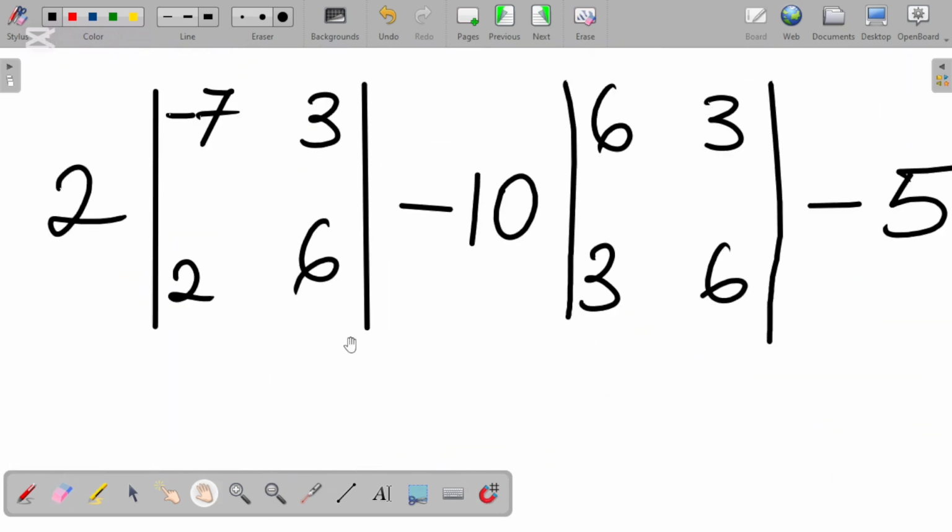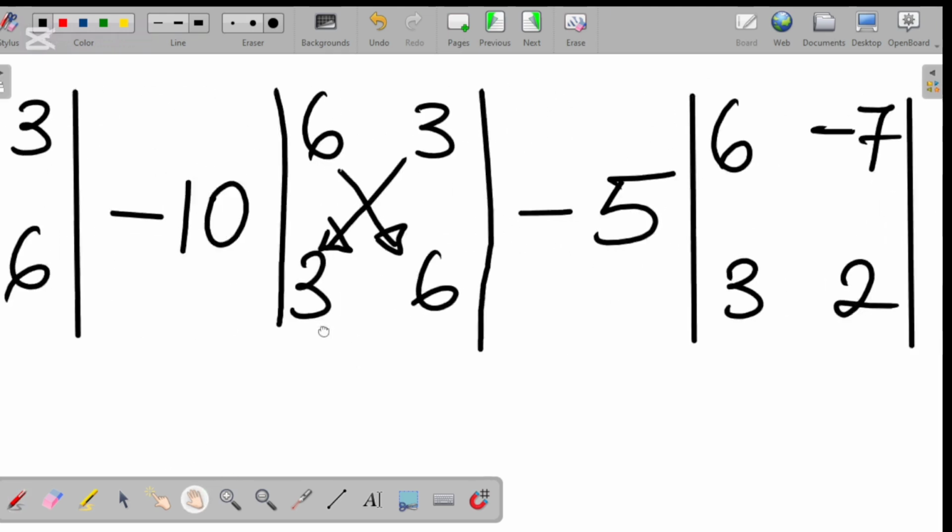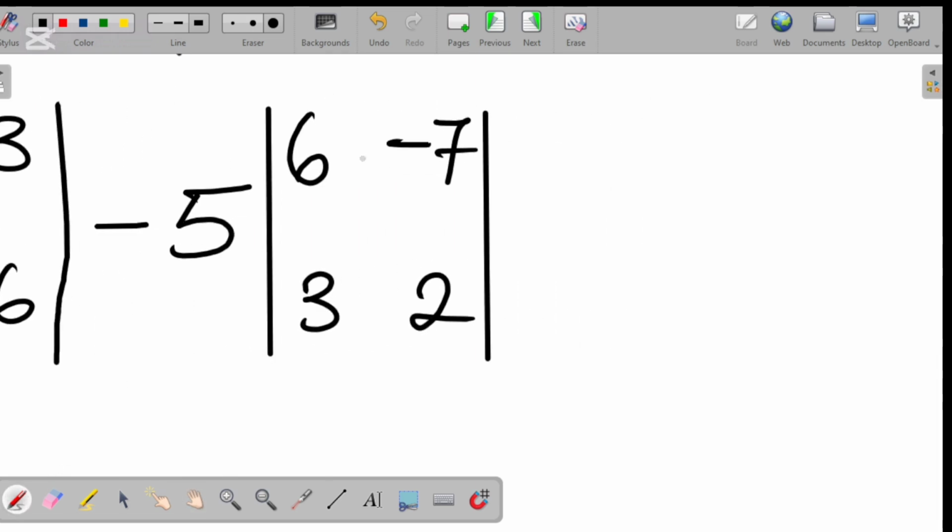So what's the next step? All right, so our next step is to open up this. So we are going to cross multiply, or we are going to multiply and then subtract. So negative 7 will multiply 6 and 3 will multiply 2. So we have something like this. Here 6 will multiply 6, and then 3 will multiply 3. And we'll subtract from each other. 6 will multiply 2. Negative 7 will multiply 3.